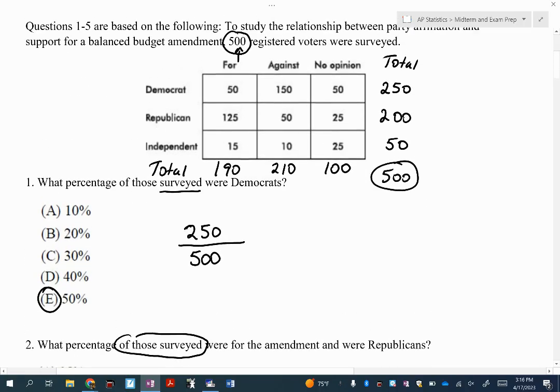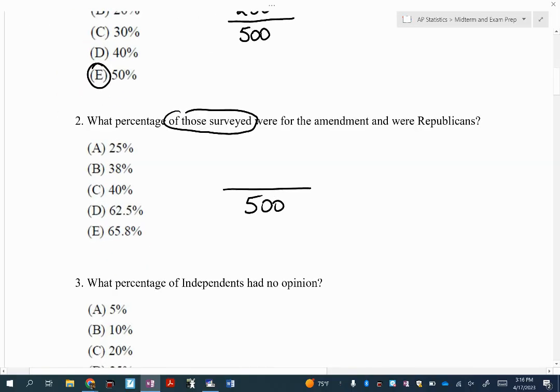Okay? So now I look at my table. I'm looking for the amendment and Republican. So for the amendment, it is this column, and Republican is 125. So that is my numerator. Does anybody know what that is? We can use the calculator if you want, but you know what that is? It's 25%. Questions on number two?